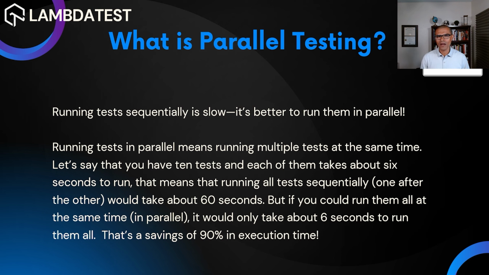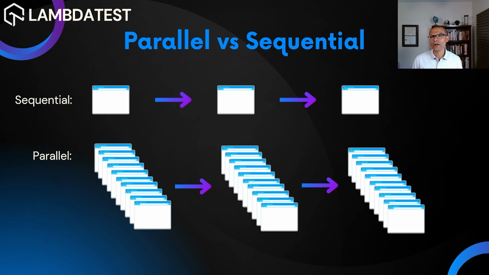Let's just say that you have 10 tests that you need to run. And each one of these tests takes about 6 seconds to run. If you were to run all these tests sequentially, it would take approximately 60 seconds to run all of them. Now, what if you could run all of the tests at once? That means that it would only take about 6 seconds for all of the tests to execute, which means that you're saving about 90% in execution time. Isn't that amazing?